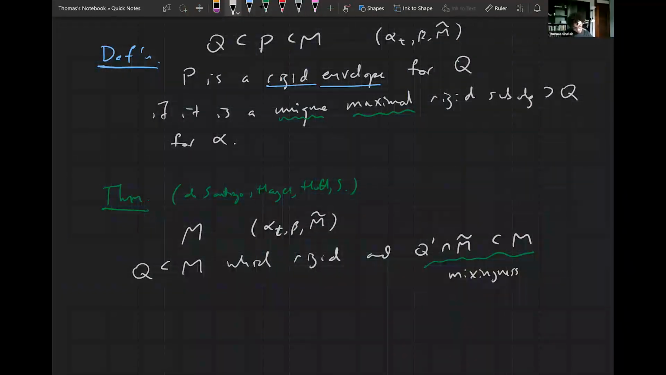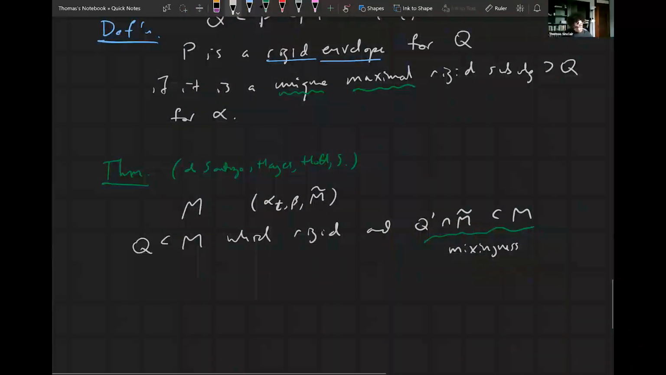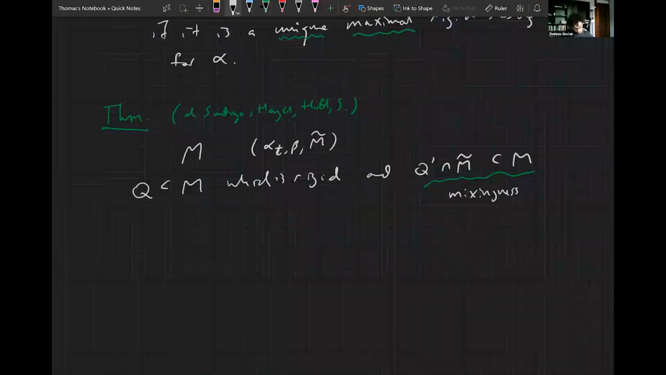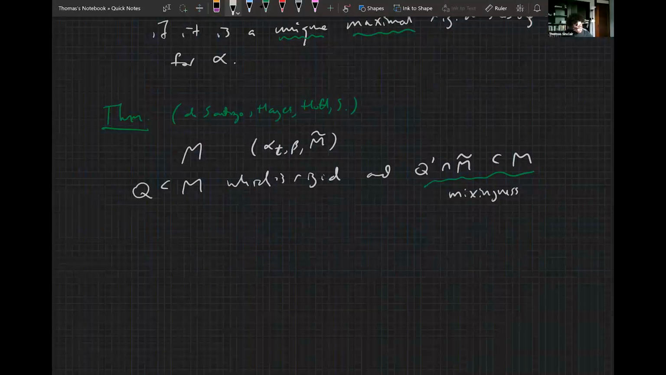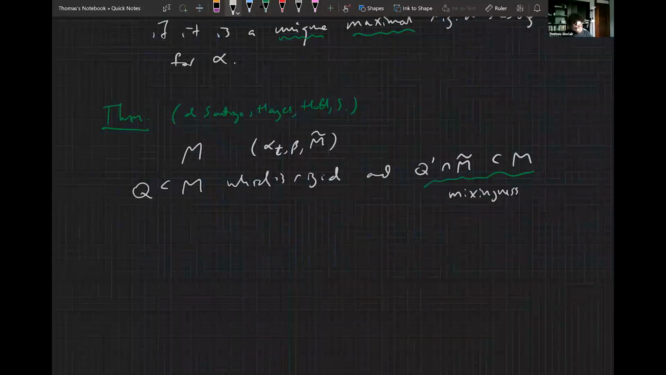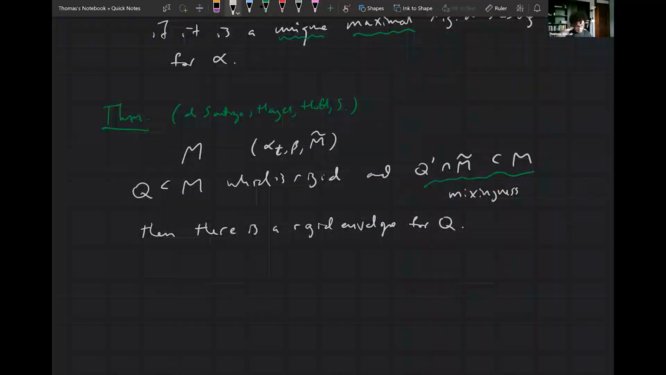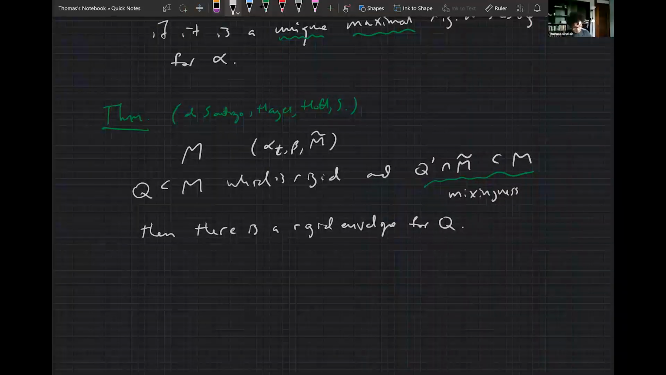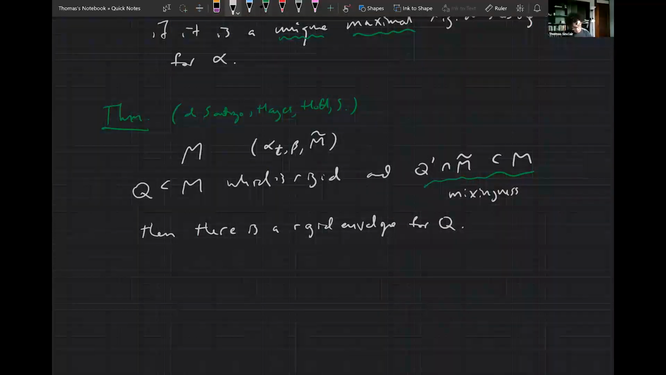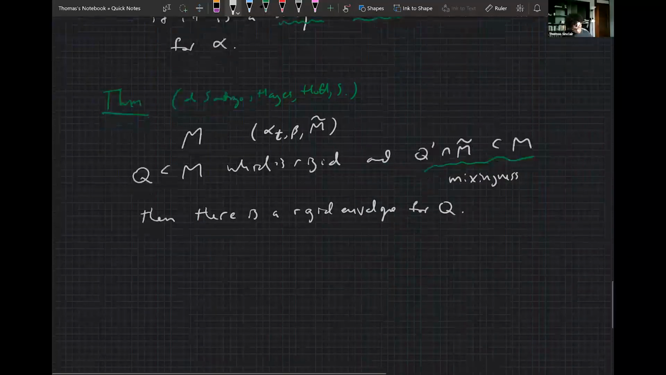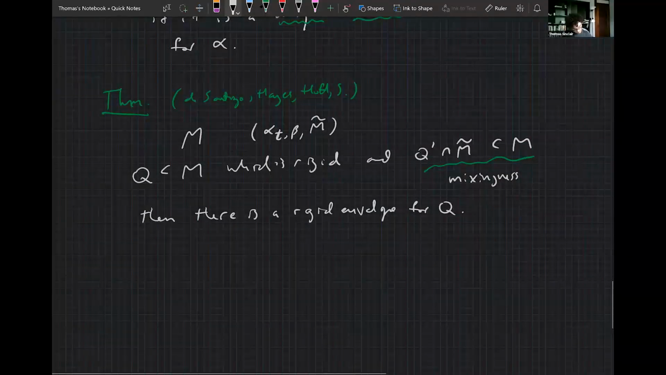When you have a rigid thing, then there is a rigid envelope. And moreover, if you have, oh, maybe this is part 1, 2.